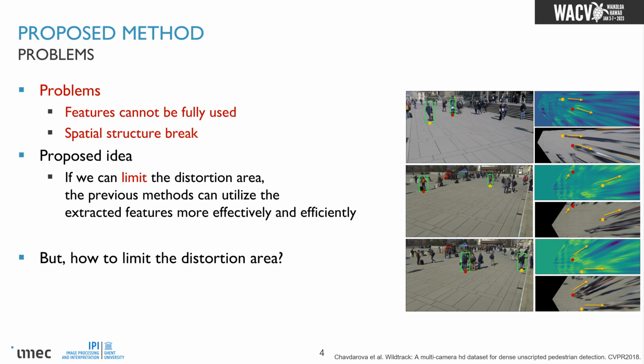So in our work, the proposed idea is that if we can somehow limit the distortion area, then the previous method can use the extracted features in a more efficient way. But how to limit the distortion area? The distortion varies depending on the camera position or object size. But if we want to make the distortion area smaller, maybe we can compress the object before the distortion happens.